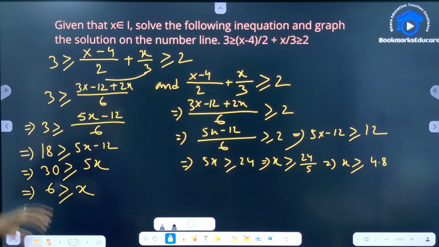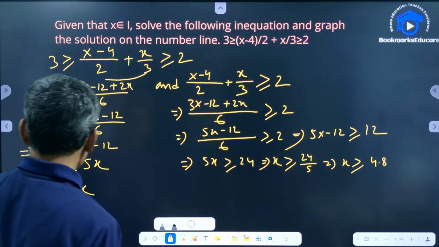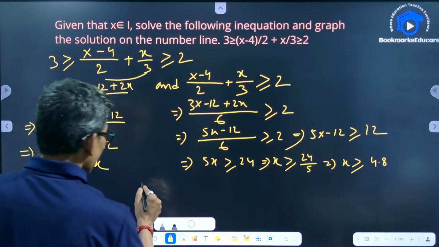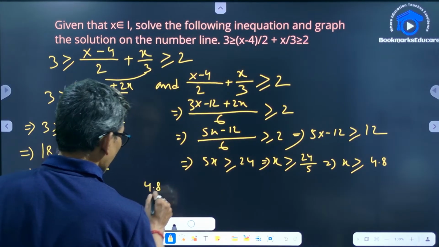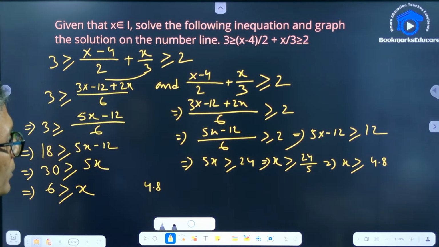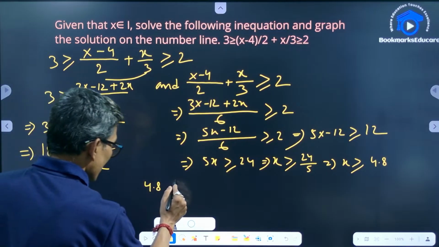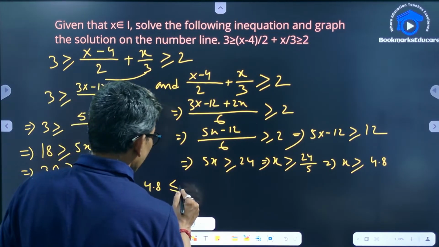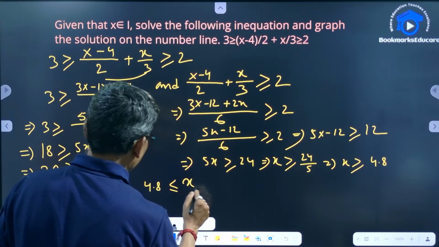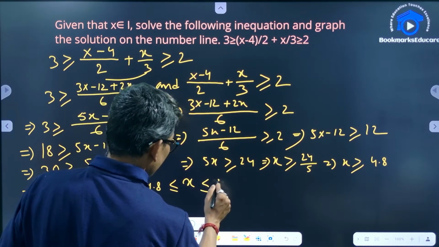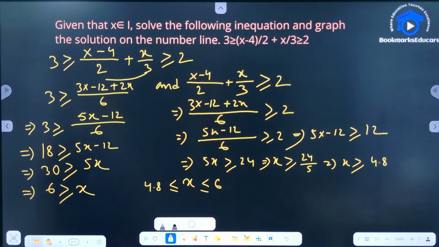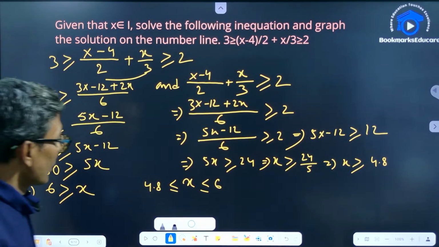So now the solution set is x greater than equal to 4.8, less than equal to 6. This can be written like this.